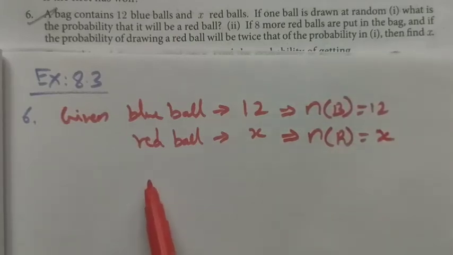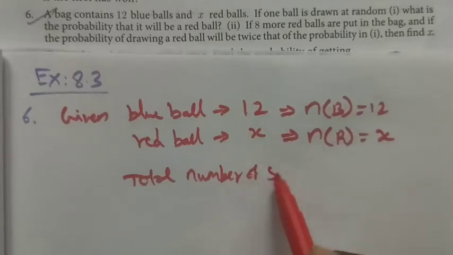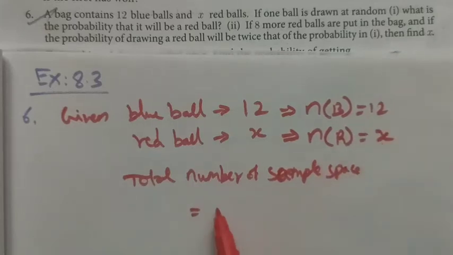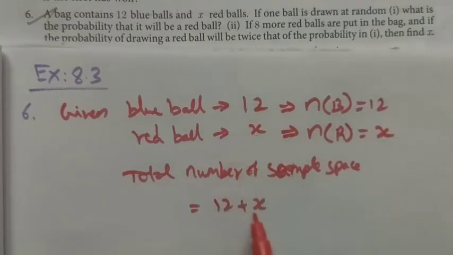Now we want to find the total number of the sample space. The total number of the sample space is equal to 12 plus X. The sum of all the outcomes is equal to the sample space. So n of S is equal to 12 plus X.